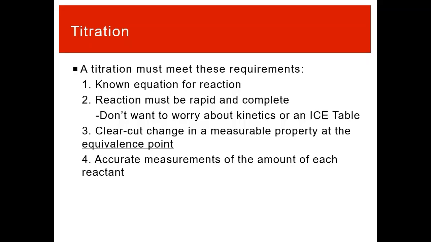So whenever we're dealing with titrations, again, it's not only acid-base chemistry, but what we would want to know is we have to have a known equation. We have to have a known chemical reaction that we're doing. We want that reaction to be rapid. So basically, we don't want to worry about kinetics. We don't want to worry about it taking a long time for the products to react. We also want it to be a complete reaction, go all the way to products. We want it to be stoichiometry based, not an ice table for the calculation. We also want a clear-cut change in a measurable property at the equivalence point.